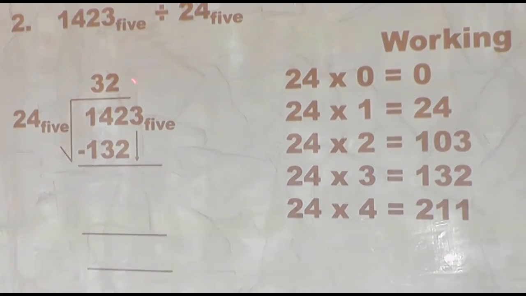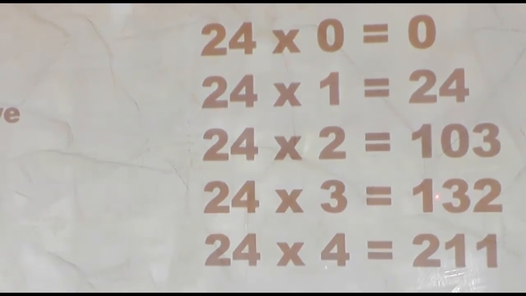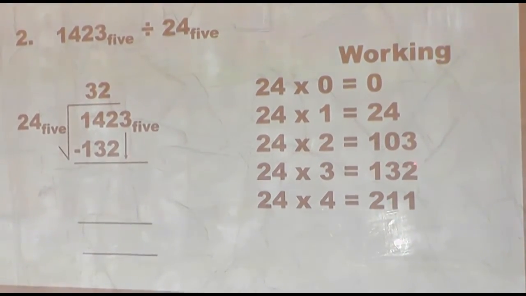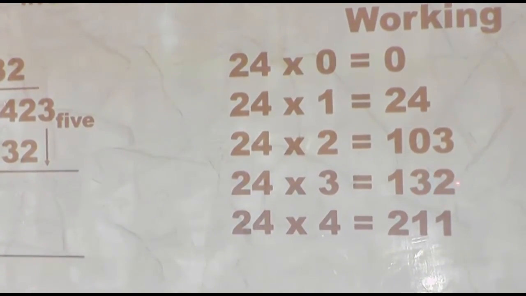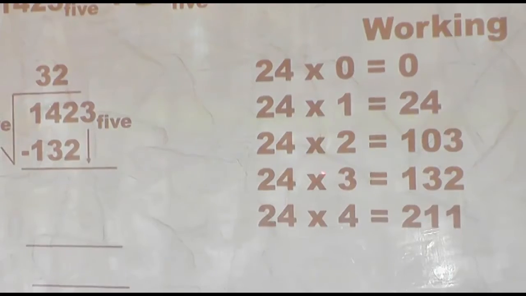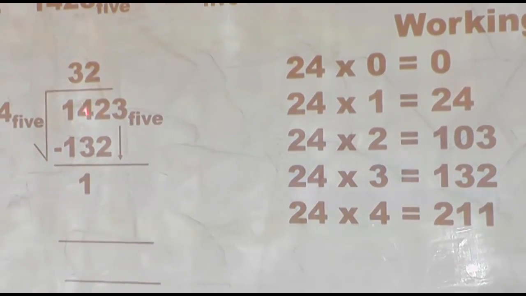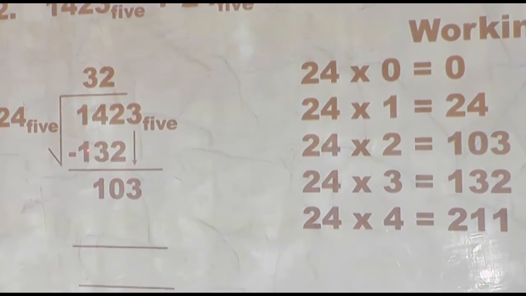So 24 divided into 142. From this is what we have. The closest digit to 142 here is 132. So 24 dividing 142, we'll have this to be 132. This is the closest digit we have from our multiplication table. 132, and 24 divides 132 3 times. So we'll write 3, and from these 3 times 24, 132, which is what we have here.